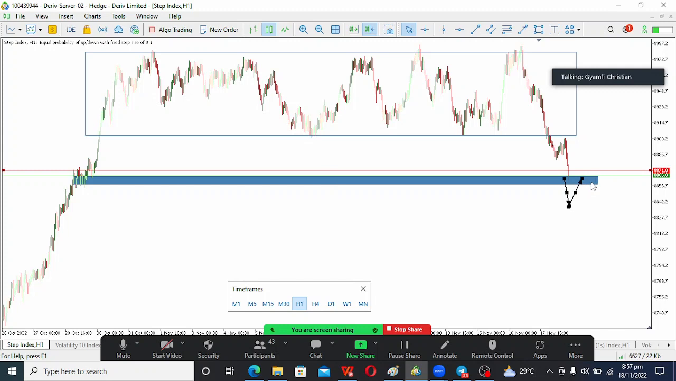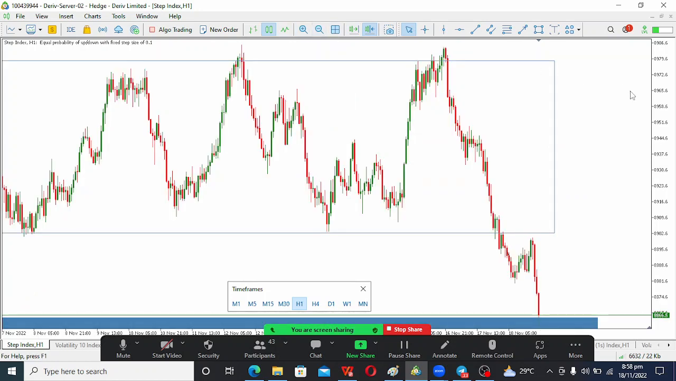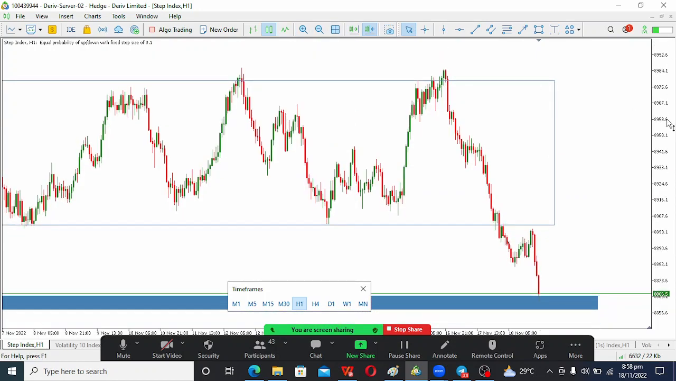Let's assume there is no breakout. There won't be a breakout, and then markets would have to return. So this is the zone. If you want to pick a trade based on this zone, this is how you are going to do it.